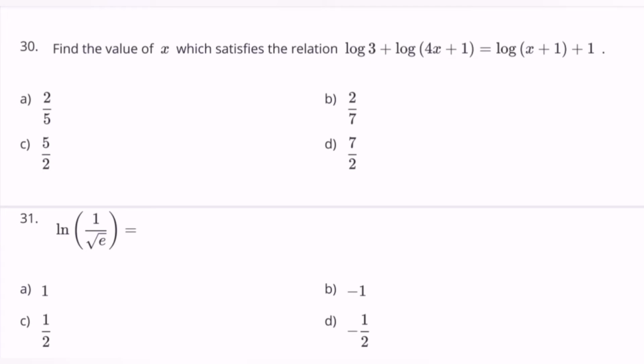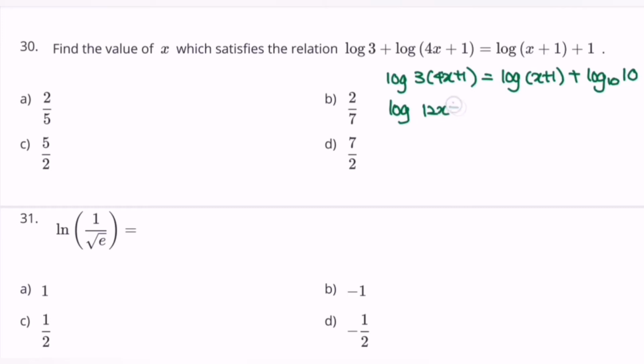Next, for question 30, kindly refer to the left hand side, and we can make use of the logarithmic addition identity, which is log base 10. We have 3 multiplied by 4x plus 1. Same goes to the right hand side. Make use of the fundamental properties of the log, where we have log(x + 1) plus log base 10 of 10. Log of 12x plus 3 equals log of 10x plus 10.